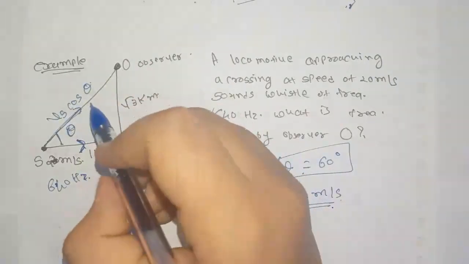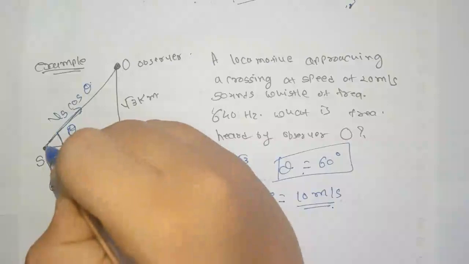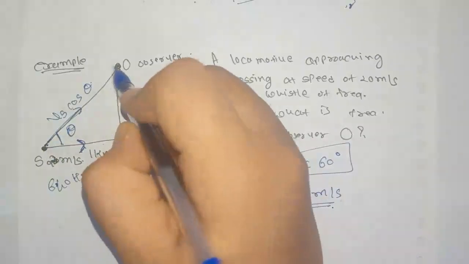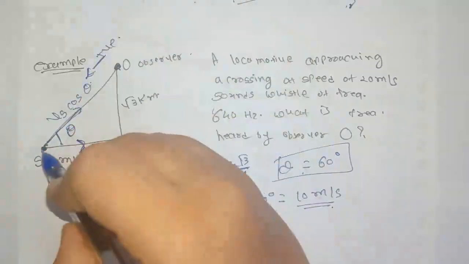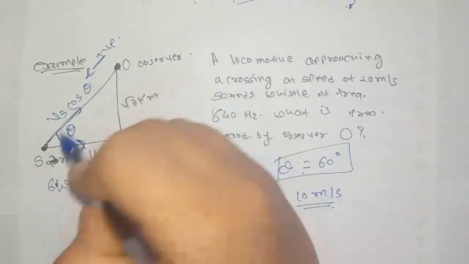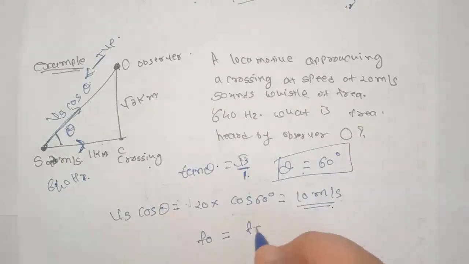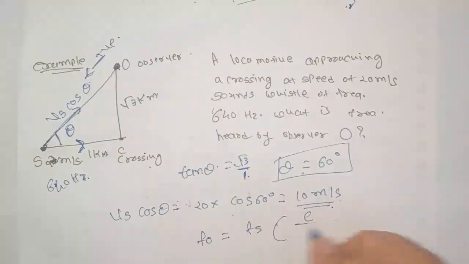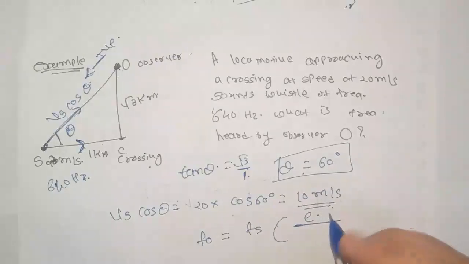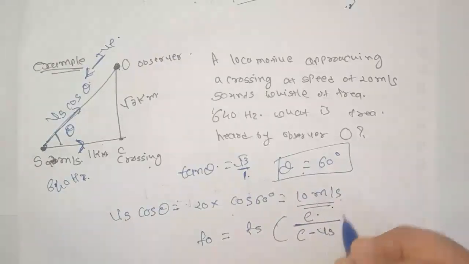Now, this is the source and this is the listener. The listener to source direction is taken positive, so the source to listener direction will be negative. So the frequency observed will be Fs into C divided by, here the listener is at rest, C minus Vs.